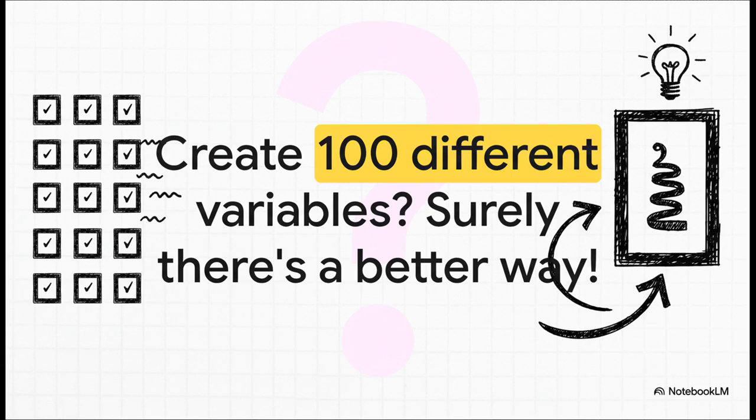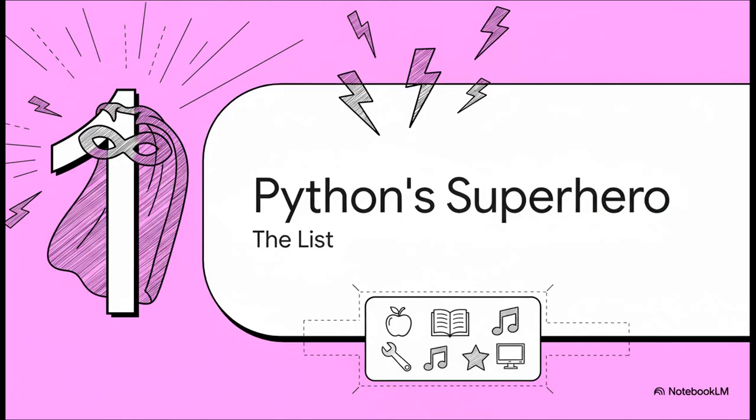Arey nahi baba, there has to be a smarter and easier way. And of course there is. And that's where our superhero for today enters the picture, the Python list. It's the perfect tool to handle situations just like this, where you need to group a lot of items together, all in one single place.